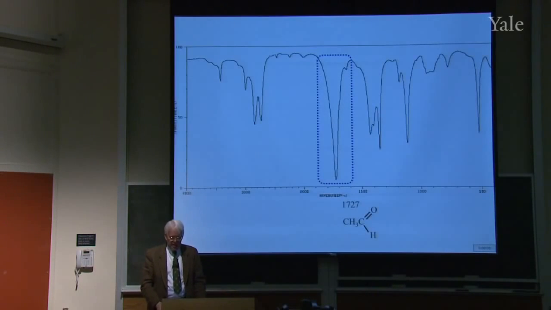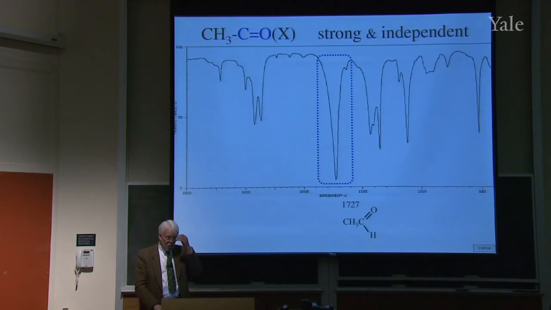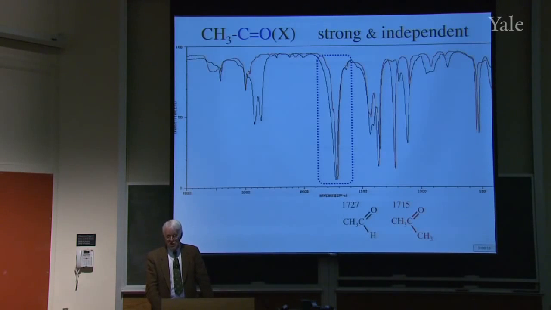So here's a ketone, or pardon me, an aldehyde. Notice how very strong a peak it is, right? It's strong and it's independent. It doesn't mix much with its neighbors. Okay? Now, there's a ketone, right? Acetone. Notice it's about 12 wave numbers lower frequency. But that's reproducible. The ketones would come at a little higher frequency, aldehydes come at a little lower frequency, or pardon me, vice versa. So you can tell which is which.